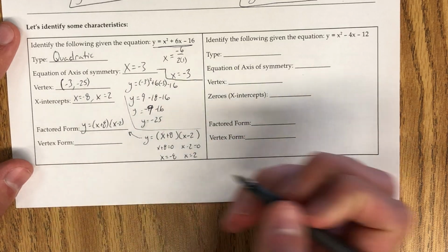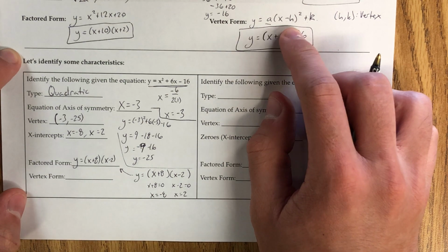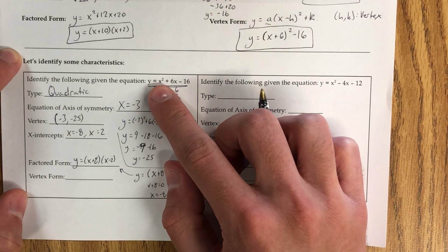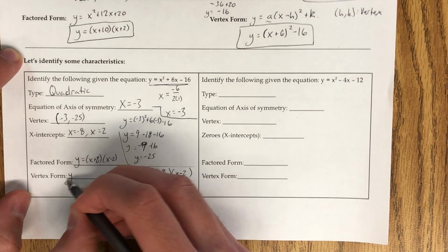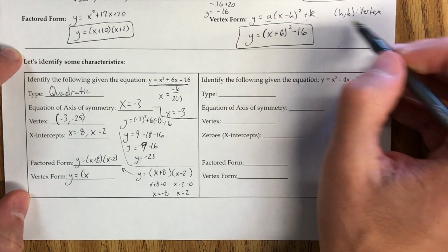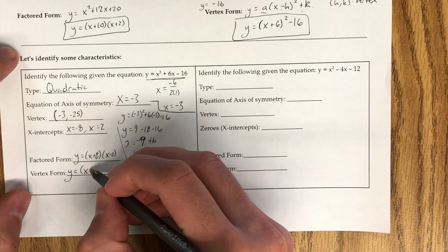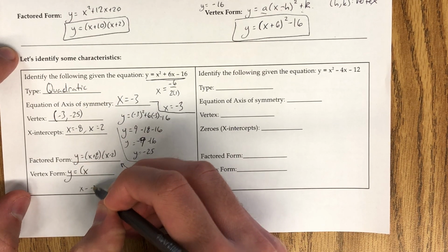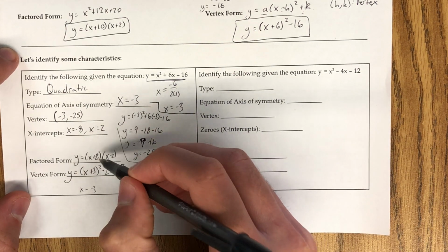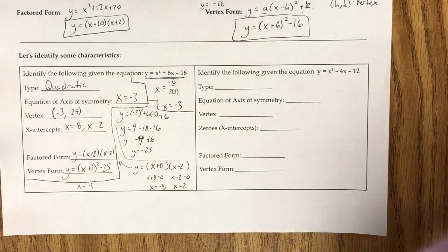Last thing we need to do is write in vertex form, which is y equals a times x minus h squared plus k. Our a value is whatever's with x squared, which in this case is just 1, so we don't need to have anything there. Our h value, remember, comes from our vertex. hk is our vertex, so our vertex is -3, -25. So x minus h, or minus -3, that changes to plus. So x plus 3 squared minus 25, because it's plus k, and k is -25. And those would be our final answers.